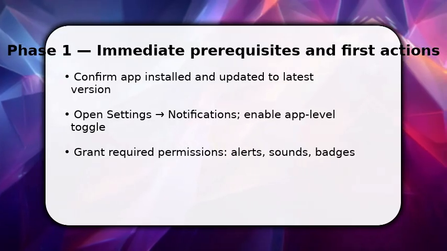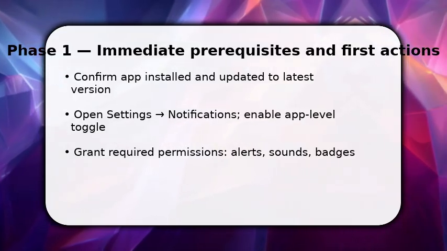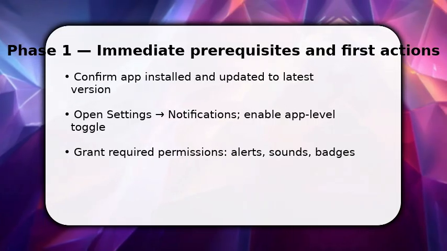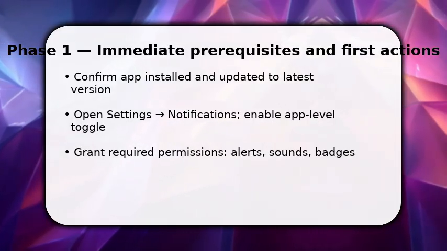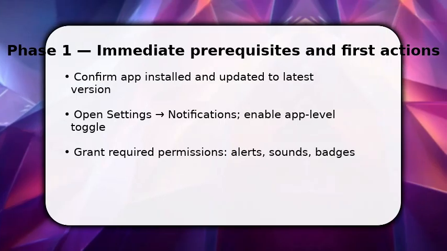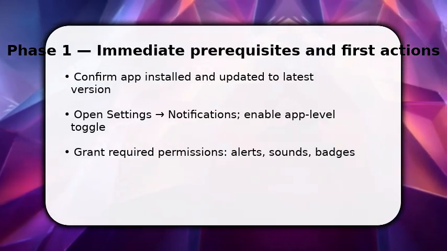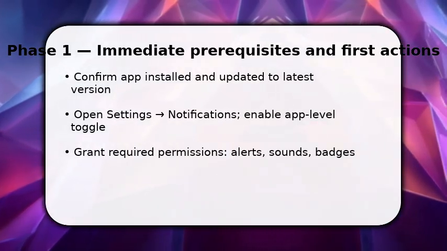These let notifications appear on lock screen and in the notification center. Make sure to disable Do Not Disturb or add an exception so you can test immediately. These first steps ensure the OS will deliver messages to your app.